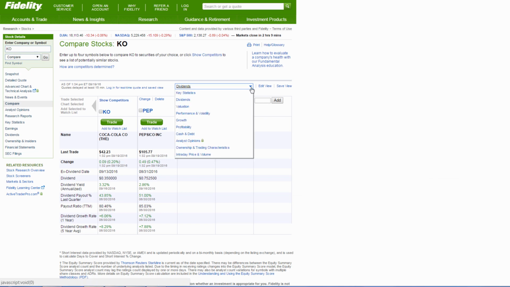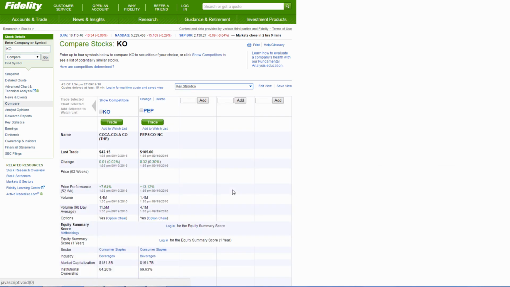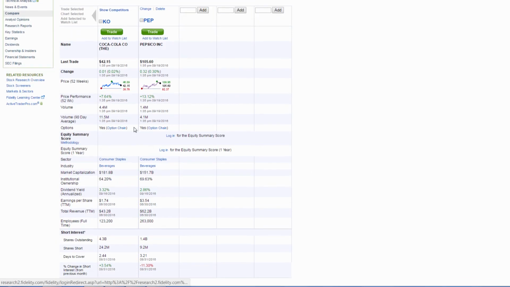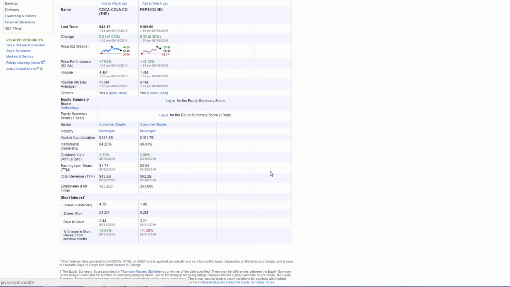original evaluation under the key statistics here, and you can see their performance over the last 52 weeks in this particular snapshot. Pepsi's done a little better over the last 52 weeks, 13% versus 7.64%. You can compare that to the market and all that kind of stuff.